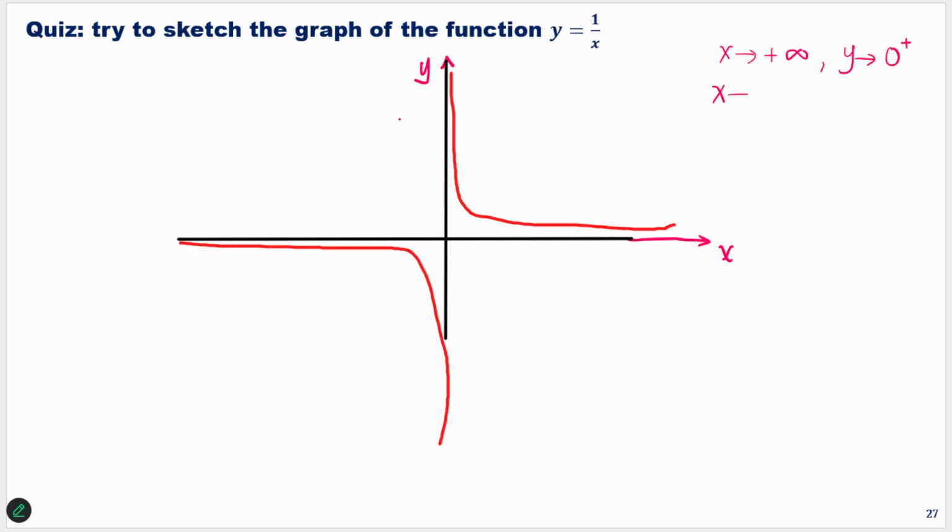And when x approaches 0 from the positive side, you will have a very small positive number here. 1 over a very small positive number, such as 0.00001, will give you a very large positive number, right? So in that case, y approaches positive infinity. That gives us one branch like the one you drew here.